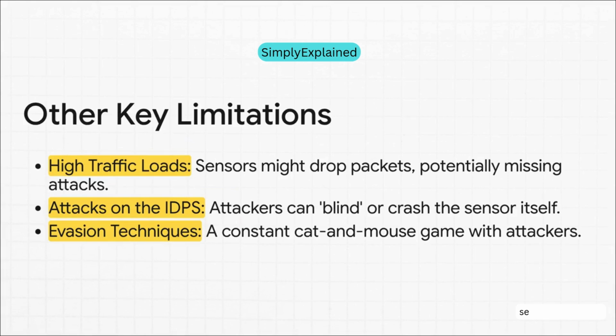And there are a few other limitations to keep in mind. Under super high traffic loads, sensors might just get overwhelmed and have to drop packets, potentially missing an attack. Attackers also know this, and they'll try to blind or crash the IDPS itself. And of course, it's a constant cat and mouse game, with attackers always inventing clever new ways to evade detection.